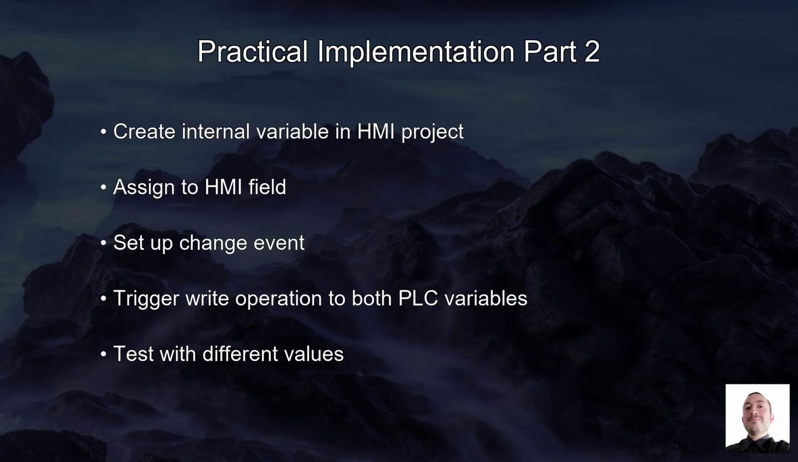Now, let's dive into the practical execution of writing the internal variable value to both PLC variables. First, you need to create an internal variable in your HMI project. This variable will serve as a temporary storage location for the value you want to synchronize. Once you've created this internal variable, assign it to a field in your HMI interface. Next, set up a change event for this internal variable.